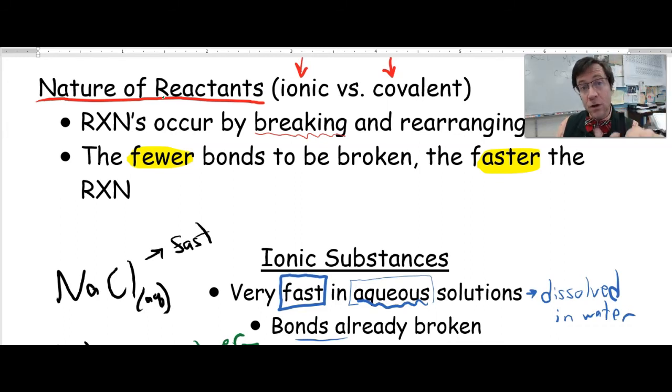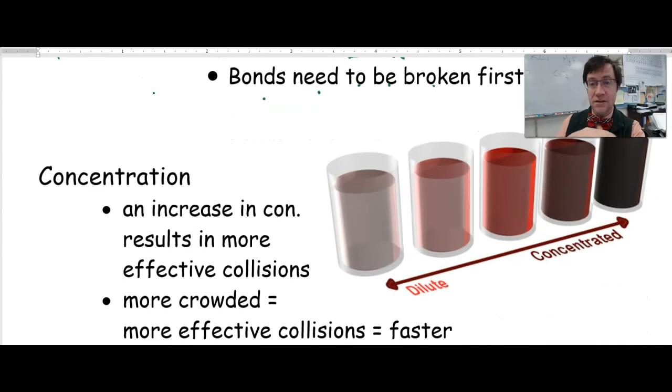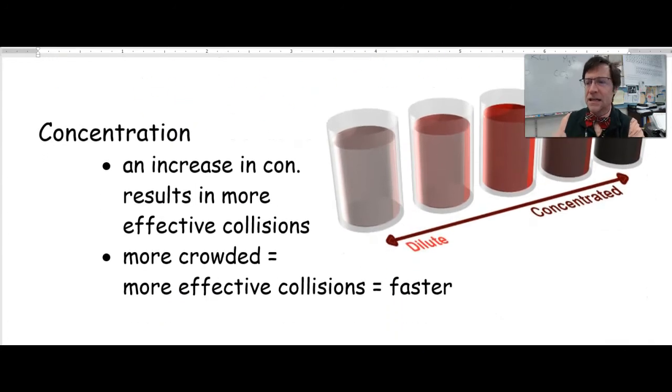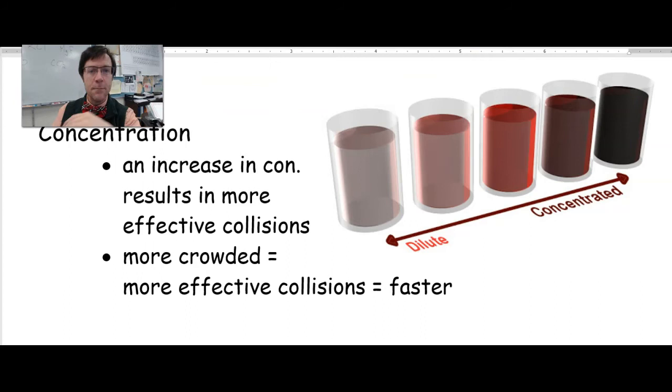But the next few things that we're going to talk about are things that we can actually adjust to make a chemical reaction go faster, or if we want it to just simmer a little bit. You dig? All right, so the first thing we're going to look at is concentration. Concentration is basically a measure of how much stuff is dissolved in a liquid. So if you look way out to the right over here, this has a lot of stuff dissolved in it.